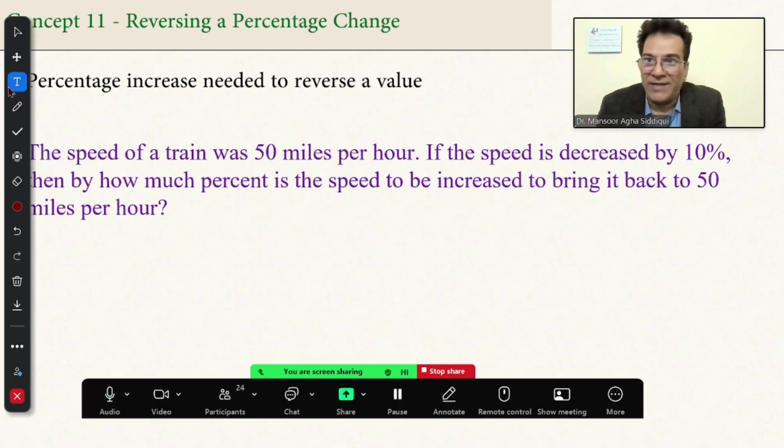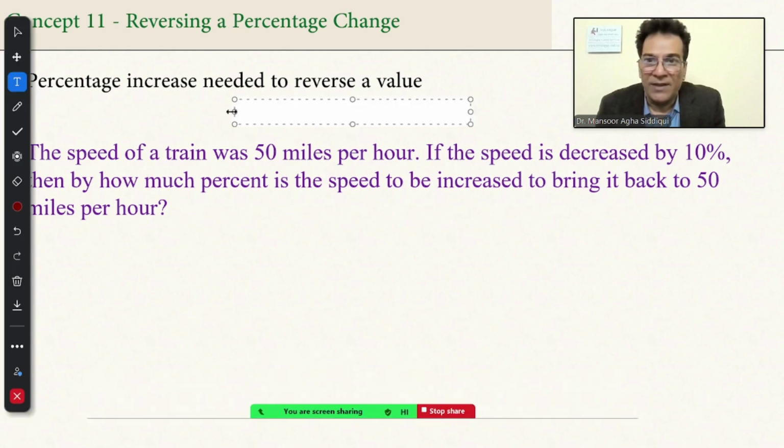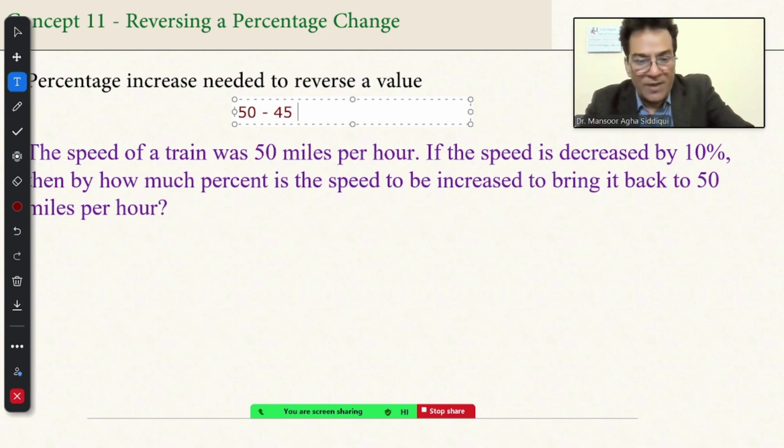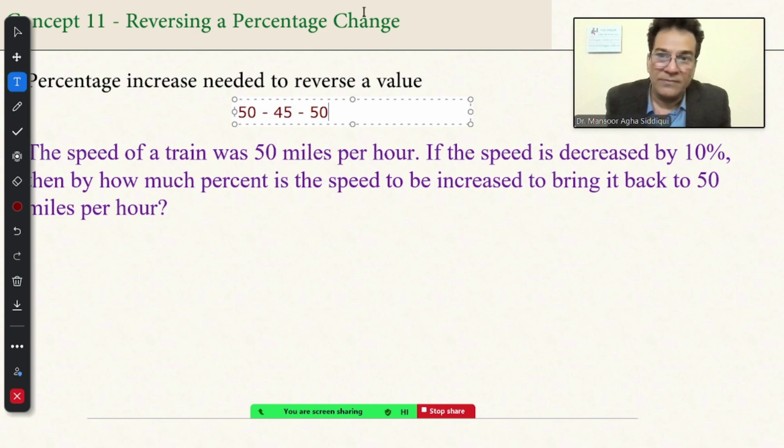So if you want, I'll write that thing again. The initial speed is 50. Later on, it becomes 45. And now I have to take care that it becomes 50 again. The question is talking about this particular part. How much percentage increase has to be done in this 45 in order to get a value of 50? This is what the question is asking.